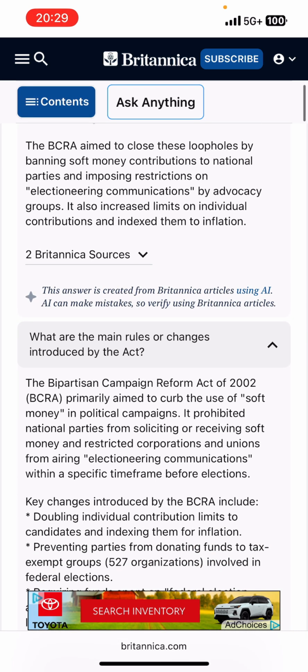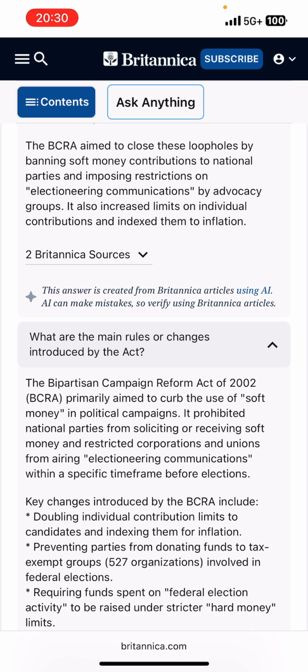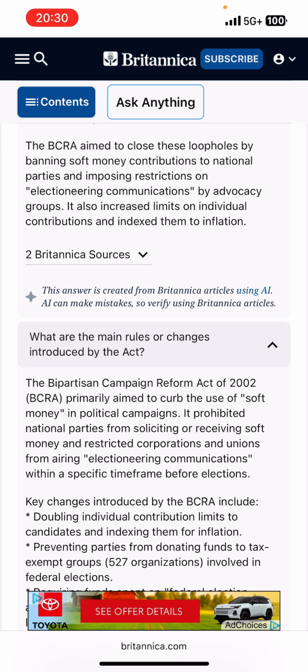The BCRA aimed to close these loopholes by banning soft money contributions to national parties and imposing a restriction on electioneering communications by advocacy groups. It also increased limits on individual contributions and indexed them to inflation.